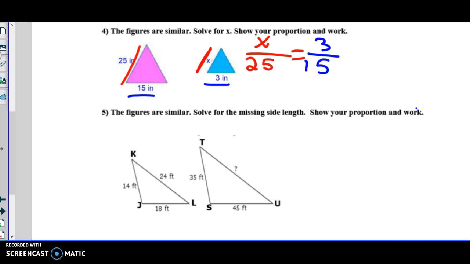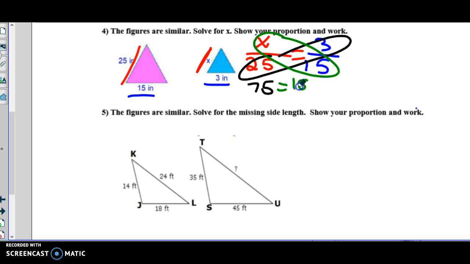Let's solve the proportion. 25 times 3 gives us 75. 15 times x is just 15x. To solve for x, I just need to divide by 15. And that lets us know that x equals 5.